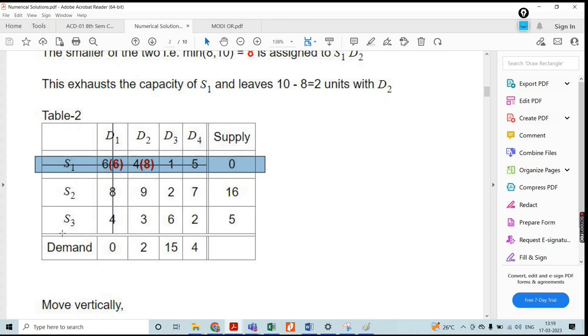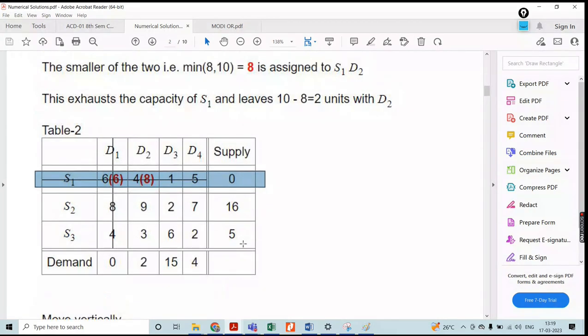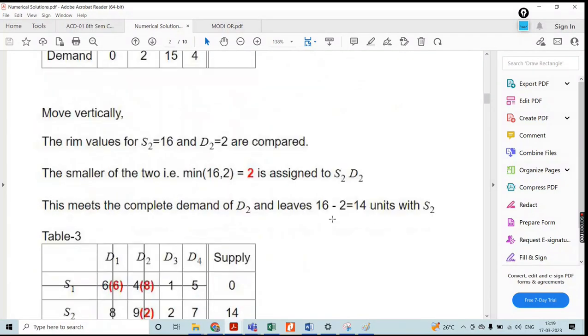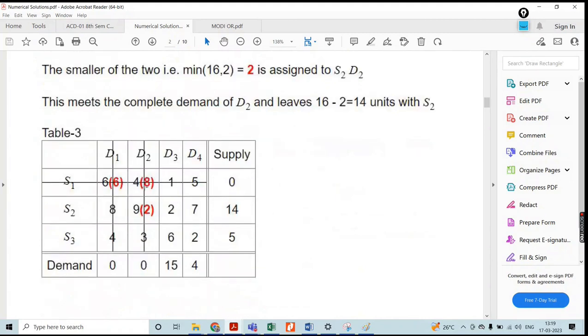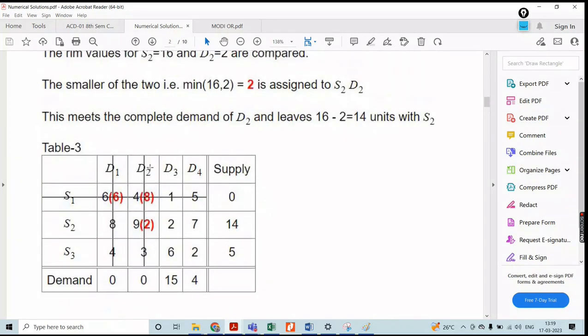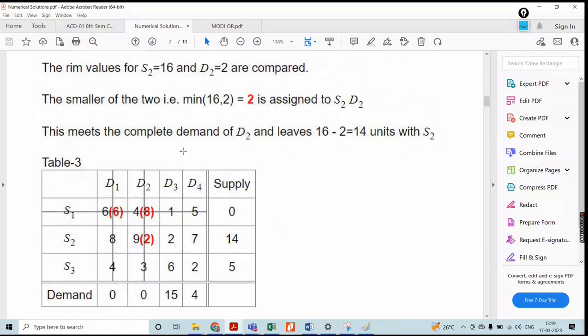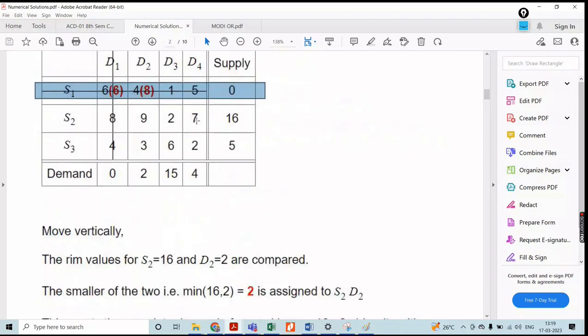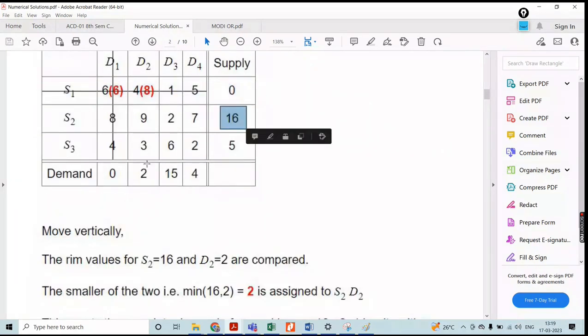Okay, is this clear? Next, always go vertical and horizontal: D1, S1, D2, S2, then D3, S3. Like that, you follow the method until all the supply and demand become 0. Next, with respect to D2 and S2, if you consider, what happens? D2 and S2, here is 16, here is 2.